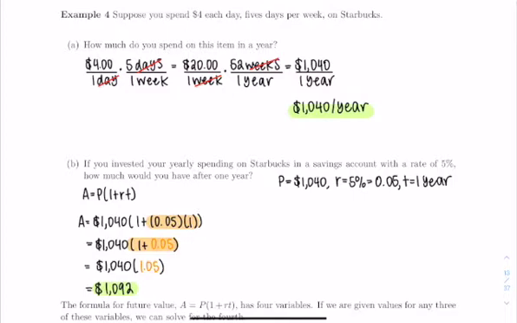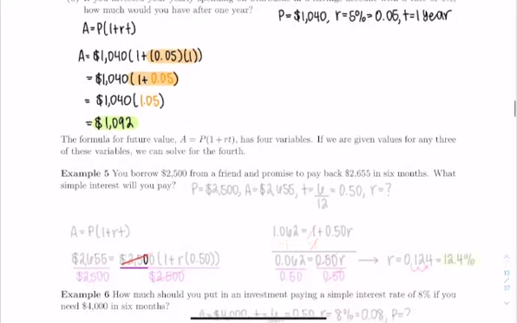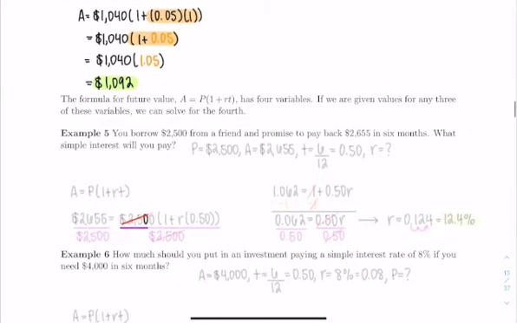The formula for future value A equals P times 1 plus RT has 4 variables. If we are given values for any 3 of these variables, we can always solve for the 4th. So for example number 5, you borrow $2,500 from a friend and promise to pay back $2,655 in 6 months. What simple interest will you pay?